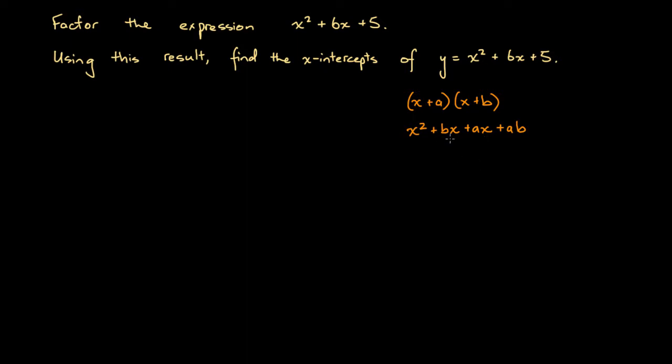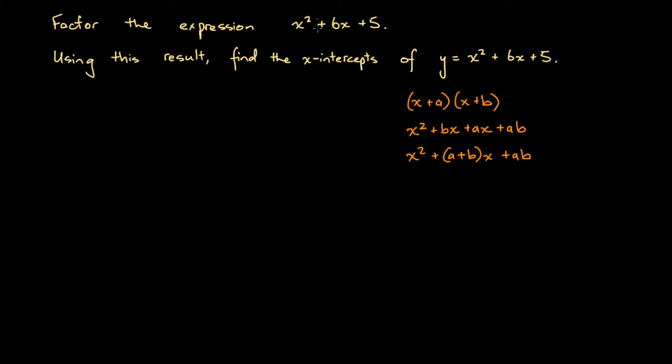And we've got some common terms here, bx and ax, so let's rewrite this by collecting those common terms. We've got x squared. We could write b plus a, but let's write a plus b just because a comes before b. It's the same either way. A plus b times x plus ab. So this is an expanded form of this bracketed expression here. And what's interesting about this is this form looks very similar to this form.